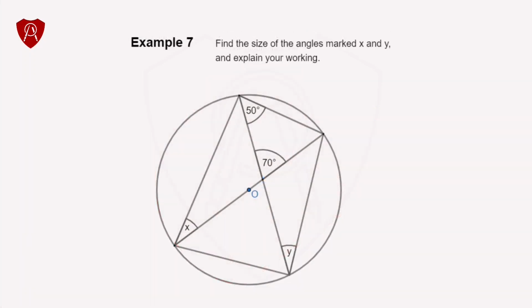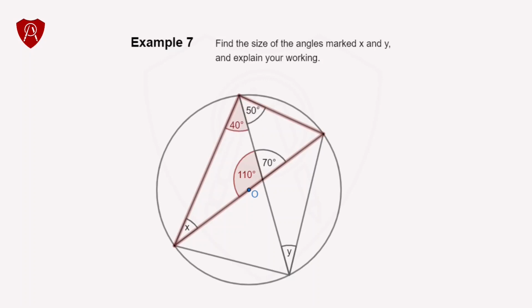Example 7. There is more than one way of solving this example. Let us use the fact that this angle must be 110 degrees because angles in a straight line are supplementary. That means 70 degrees plus 110 degrees must add up to 180 degrees. So to find this angle here, we need to recall that the angle in a semicircle is a right angle. So this is 90 minus 50 degrees, which means the angle is 40 degrees.